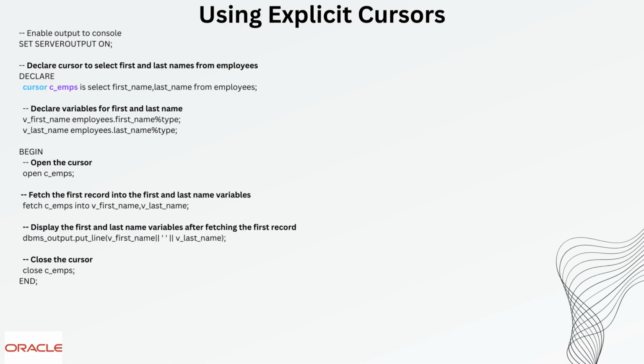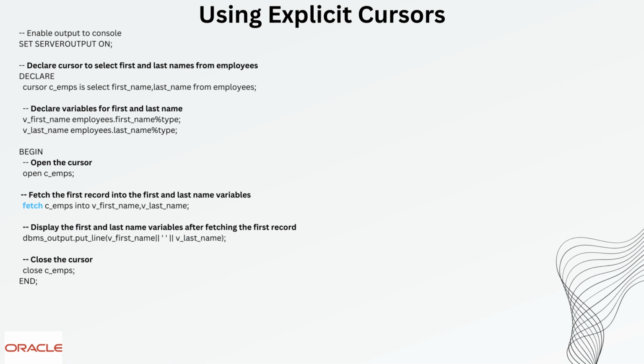In this code block, a cursor named c_emps is declared to select the first name and last name from the employees table. Two variables, v_first_name and v_last_name, are also declared to store the results of the cursor query. The fetch statement is then used to retrieve the first record from the cursor results set and assign the values to v_first_name and v_last_name.